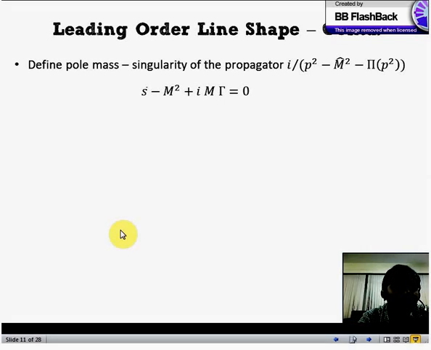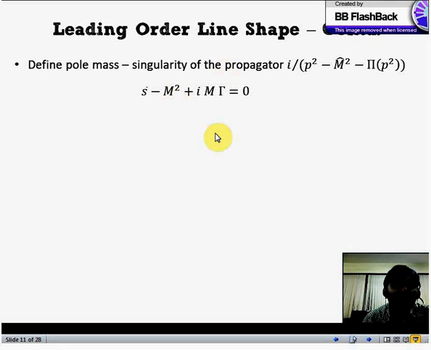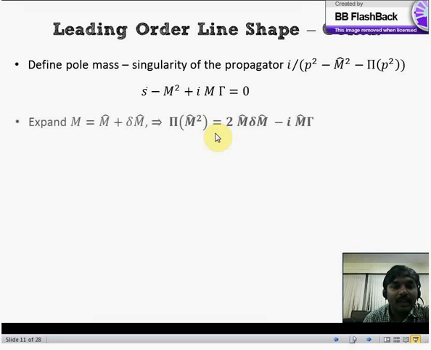Now here, if you define the pole mass to be the singularity of the propagator, then you have this kind of a relation, and you put that to 0. If you put it to 0 and expand the pole mass as some MS bar mass plus a delta m, then you can just find out that this is just matching these two, putting p equals m v plus k. You can just find out that this is the result.